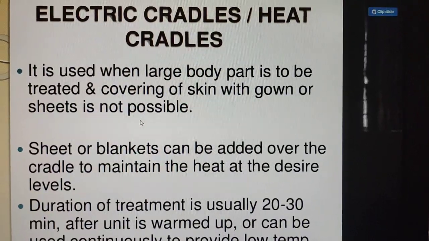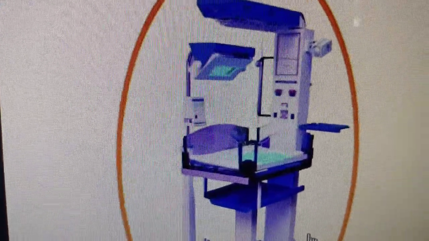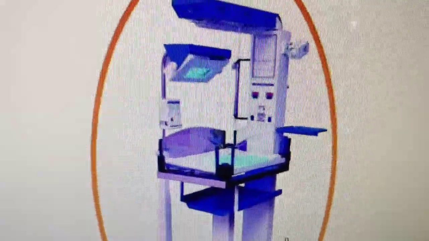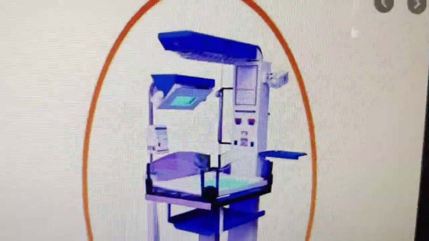I will show you the image. So this is the electrical cradle, and we can see the radiant cradle also. See, from here I will show you. Wait.